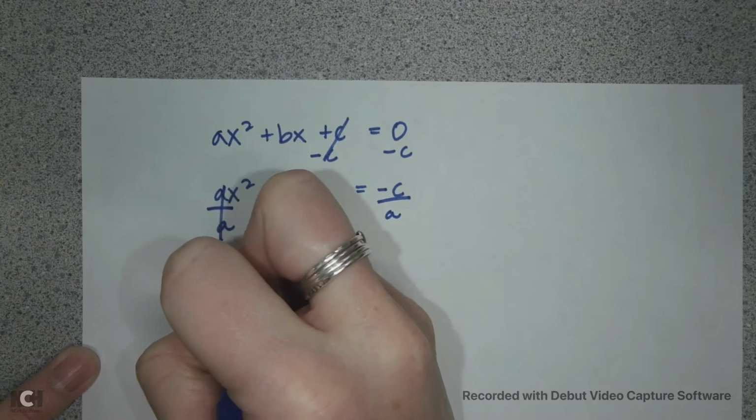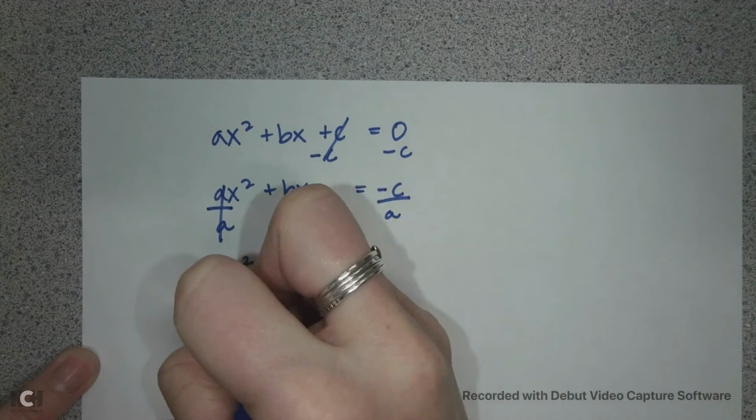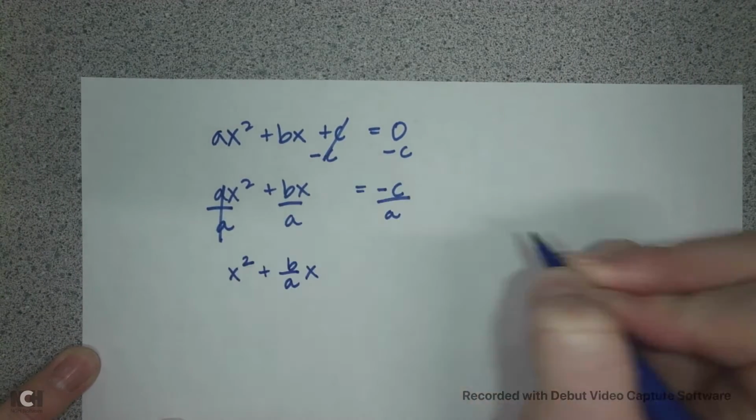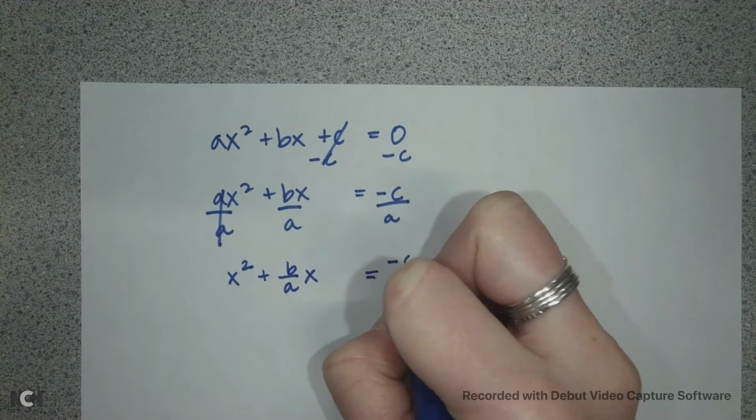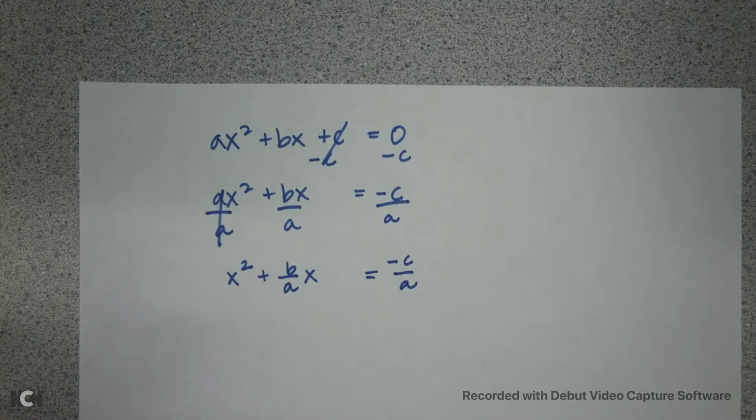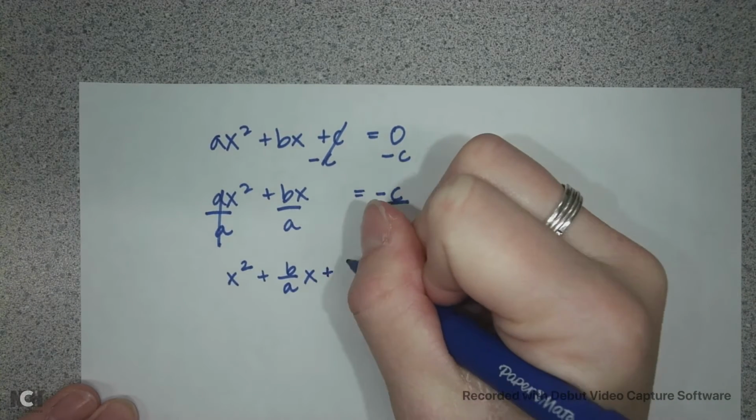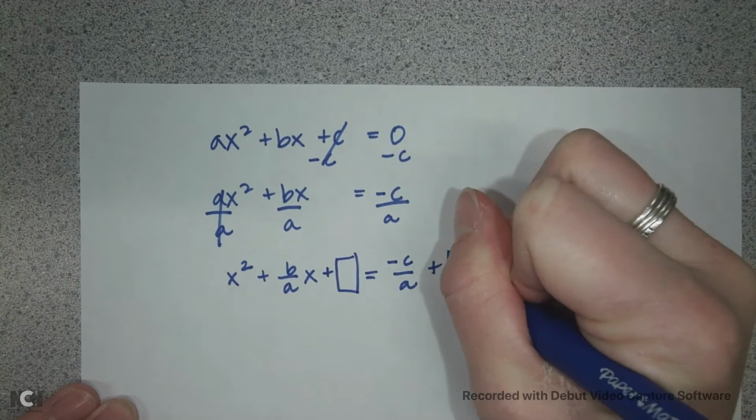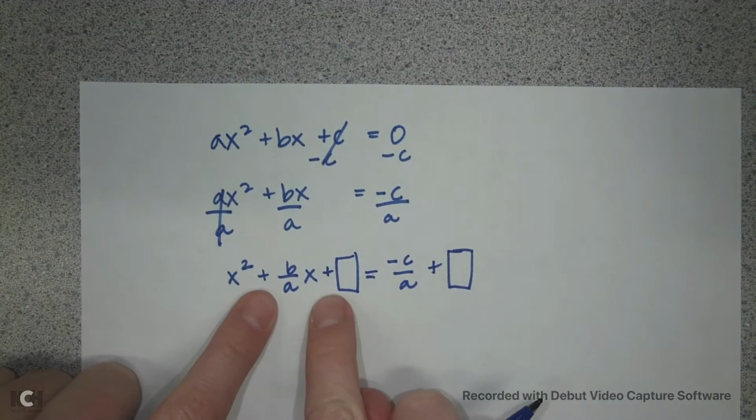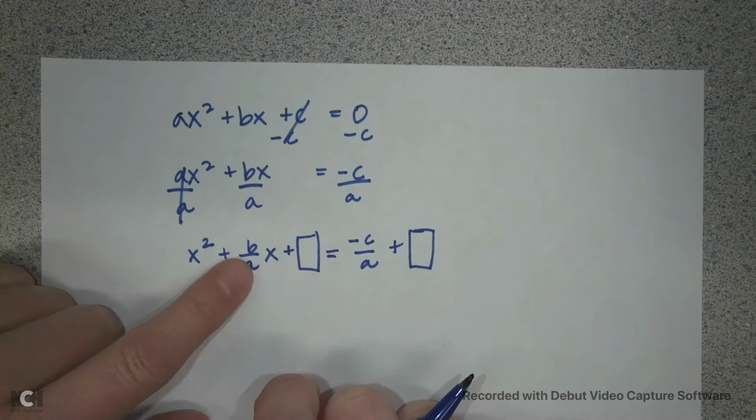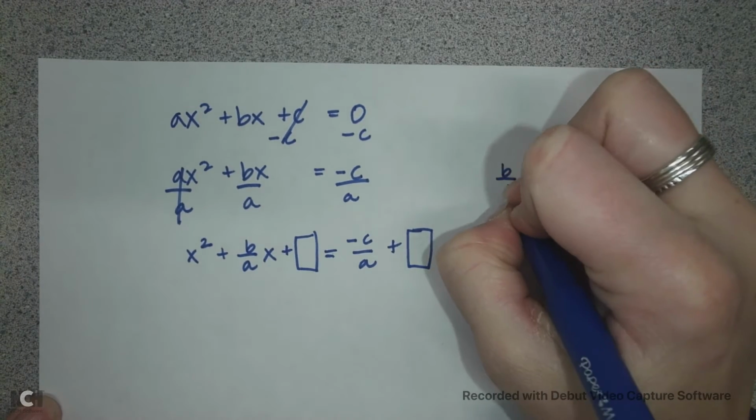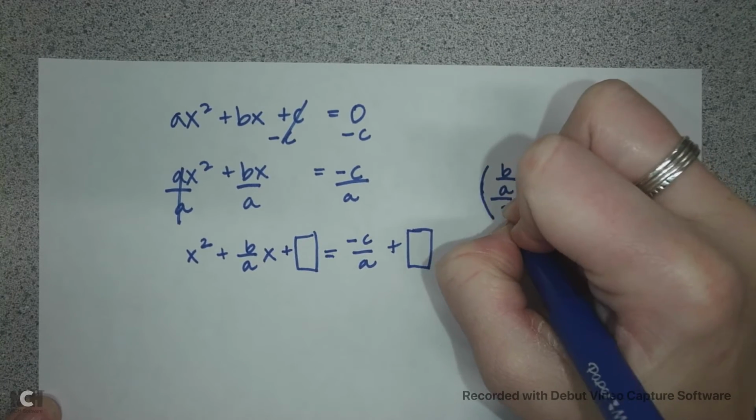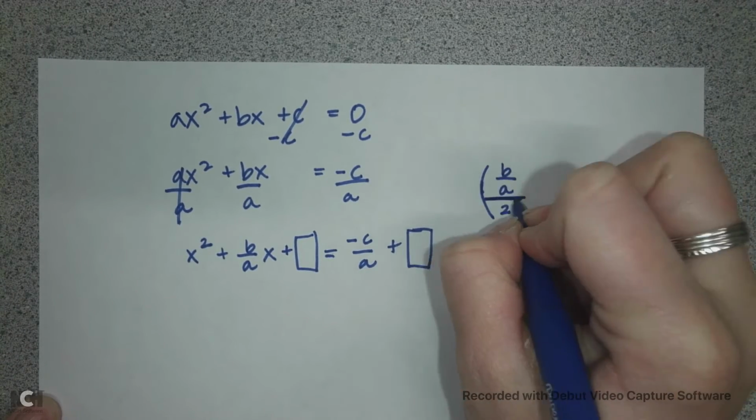Okay, so now we have x squared and b over a x equals negative c over a. So now we are going to complete our square. Remember, that means we are going to add some number here and add some number here so that we can factor this nice and beautifully. In order to do that, we take our b over a, and we are going to take that number and divide it by 2.